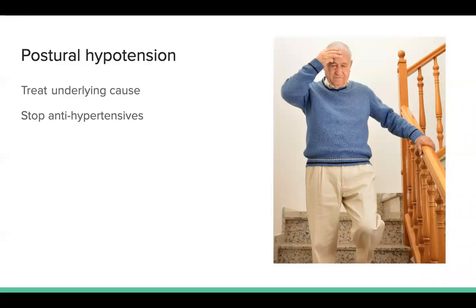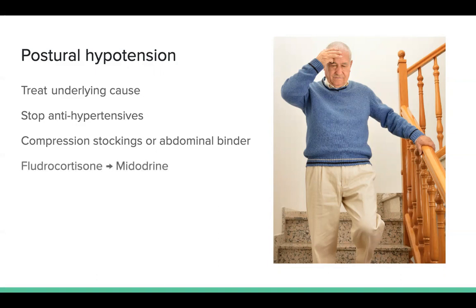In terms of managing postural hypotension, once you've tried to treat the underlying cause, the first thing would be non-pharmacological methods. So compression stockings or an abdominal binder. Speak to your orthotics team to see if these are available within your trust. If this doesn't work or they're not available, the pharmacological options are usually fludrocortisone followed by midodrine. Both of these can cause patients to have fluid retention and hypertension.